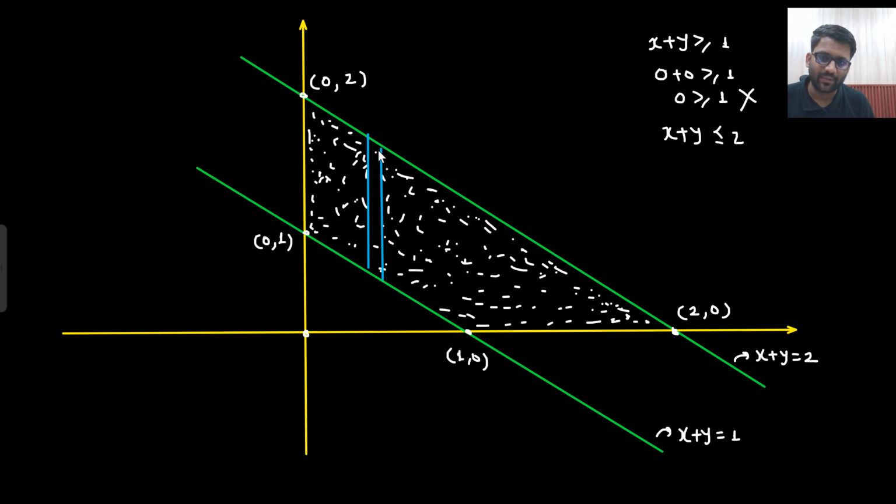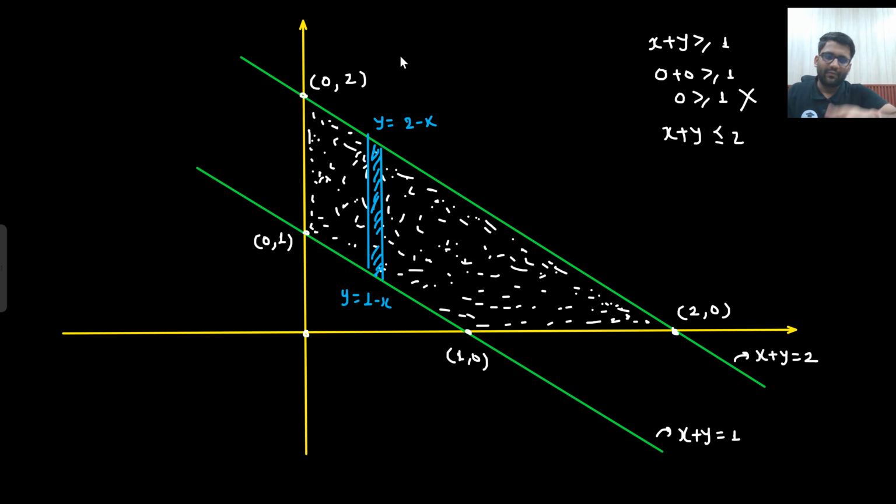In this vertical strip, how will my y go? Here in this vertical strip, what is the value of y? y is 1 minus x. And here what is the value of y? Here y is 2 minus x. So y will go from 1 minus x to 2 minus x. Is this correct?